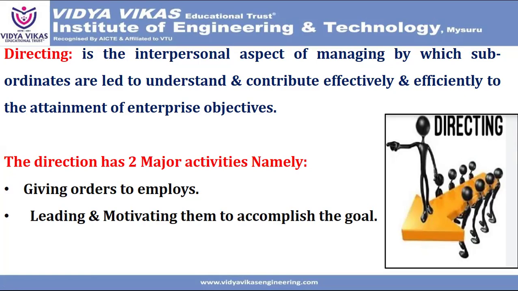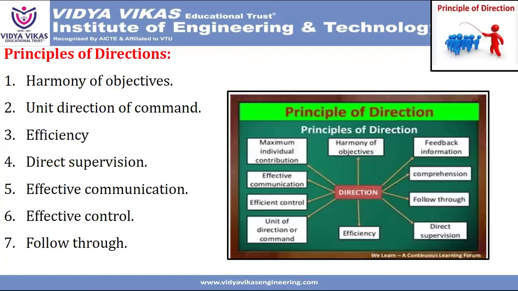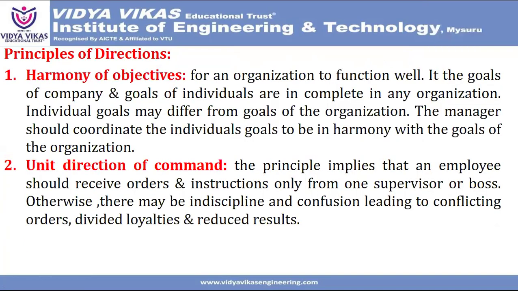And then directing has two major activities. I already said: giving orders to employees, and leading and motivating them to accomplish the goal. These are the two major activities of directing. Okay, and then principles of directing. What are the principles of directing? The first one is harmony of objectives, unity of command, efficiency, direct supervision, effective communication, effective control, and follow through. These are the principles of directing.